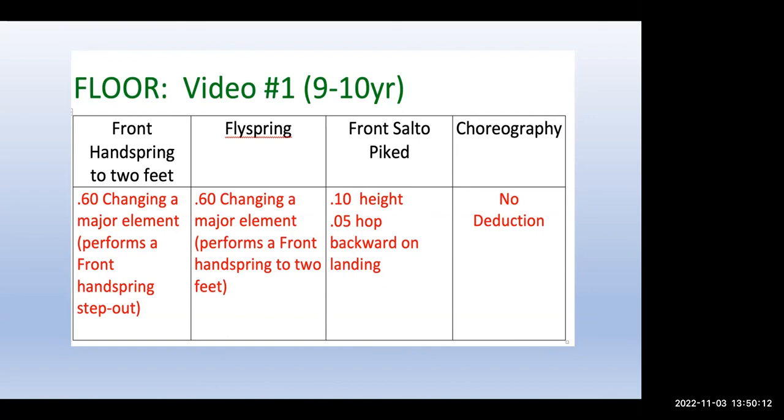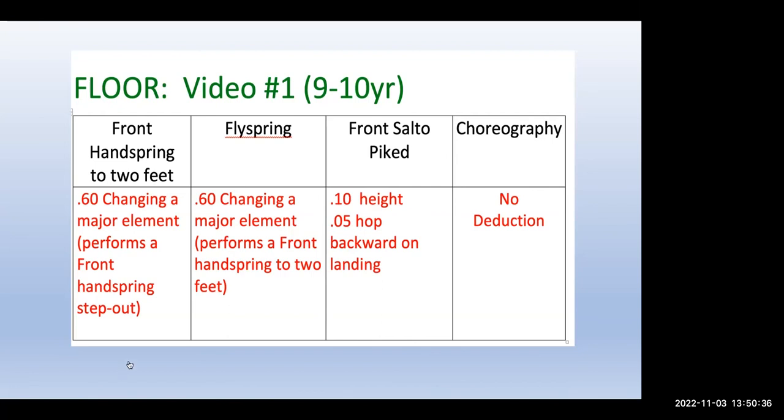Then she goes into the front salto. And in the front salto, you can do a tuck, a pike, or a stretch. You have an option there. So we have a deduction for height and a little hop backwards on the landing. The choreography into the corner to prepare for the next sequence of the switch leap, we didn't have a deduction.